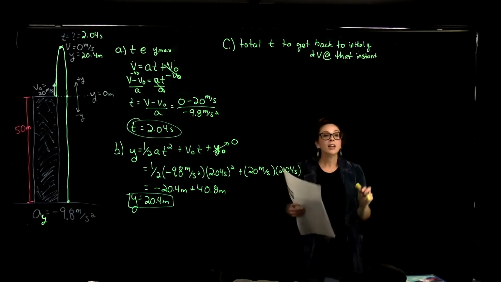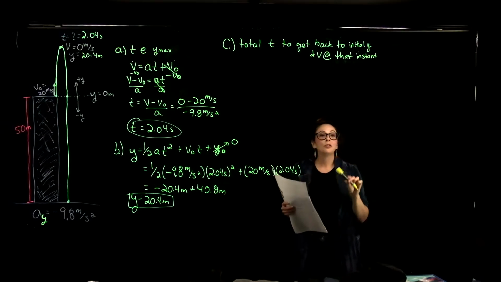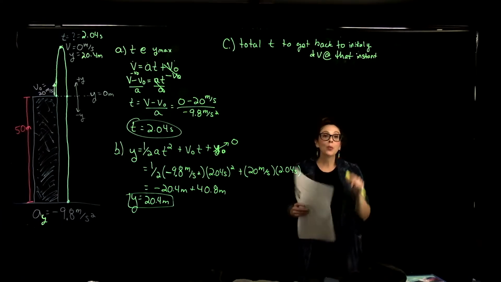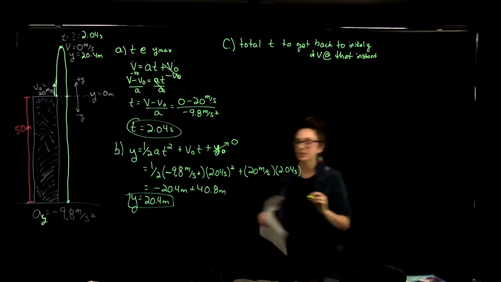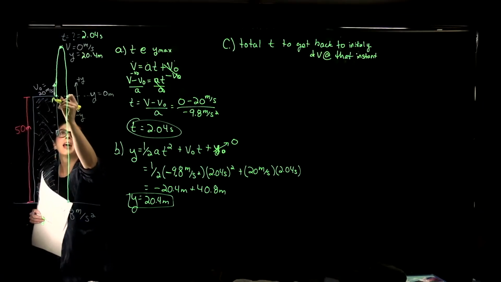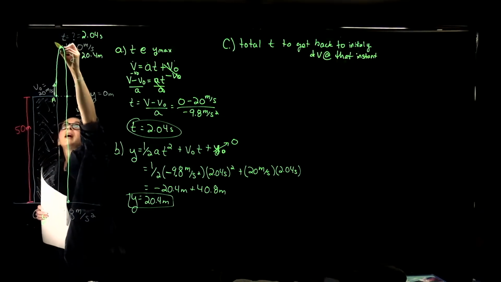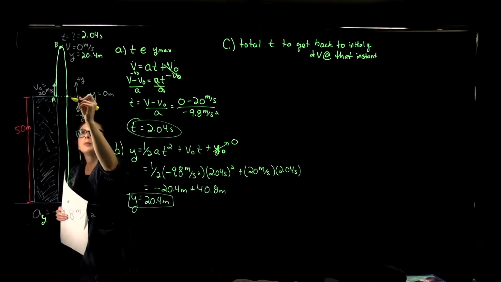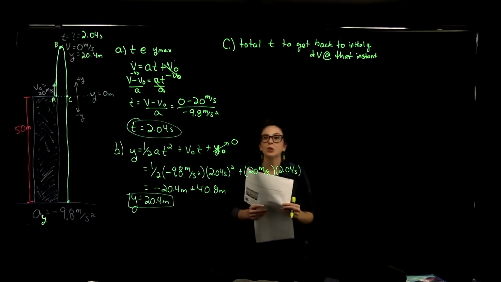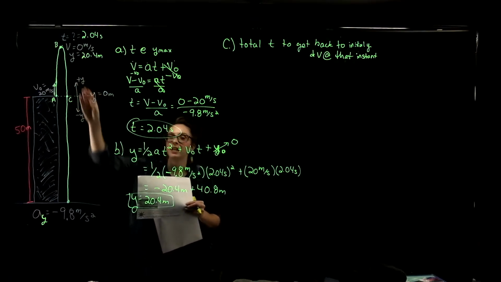All right, now we're going to find the total time needed for our stone to return to the height from which it was thrown, and its velocity at that instant. So the way that we're going to solve this problem, let's say that our initial starting point was A. It went up to its max height of B, and then it comes back down again to point C. So we want to find the total time to go from A to B to C.